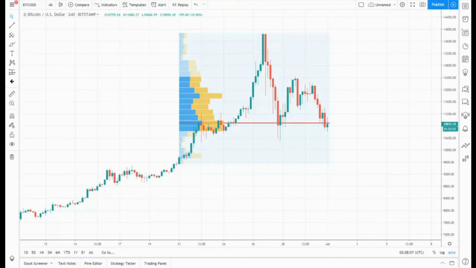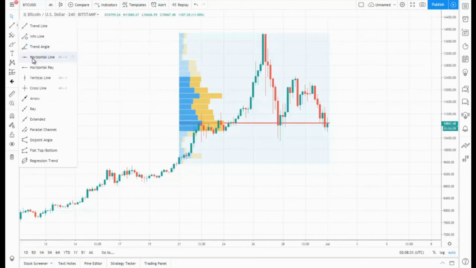And the way we hunt entries on a pullback is we want to enter at a high value zone, and a high value zone has two specific characteristics. It's a previous zone where price has either found support or resistance, and is a zone of previous high volume. In this case, we have both.